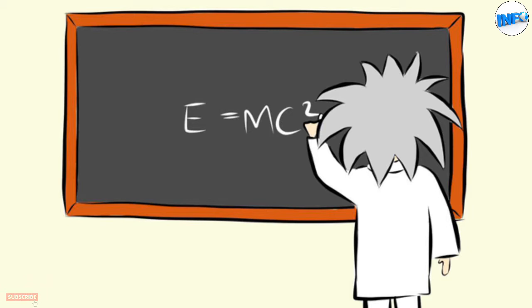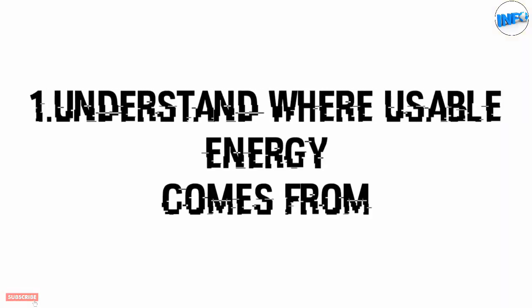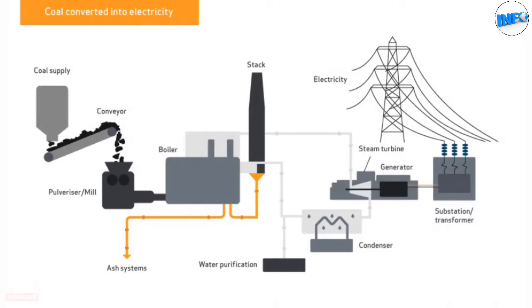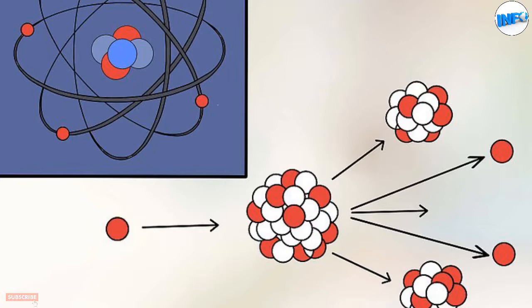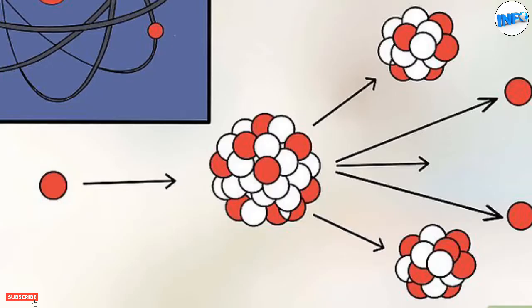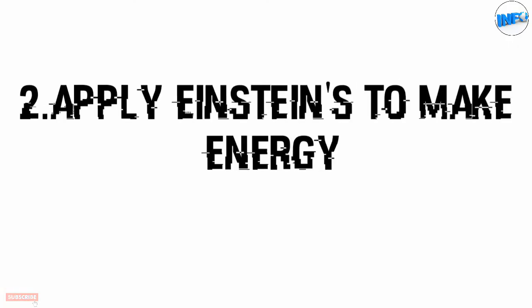Applying the equation in the real world. Understand where usable energy comes from. Most of our consumable energy comes from the burning of coal and natural gas. Burning these substances takes advantage of their valence electrons, unpaired electrons in the outermost shell of an atom, and the bonds they make with other elements. When heat is added, these bonds break and the energy released is used to power our communities. Obtaining energy this way is not very efficient and is costly to the environment.